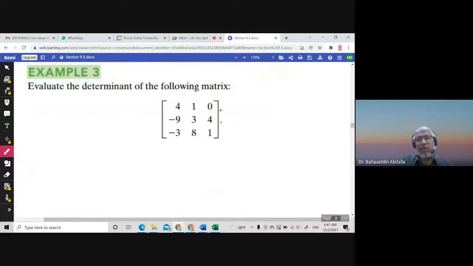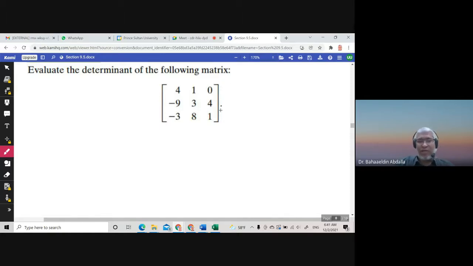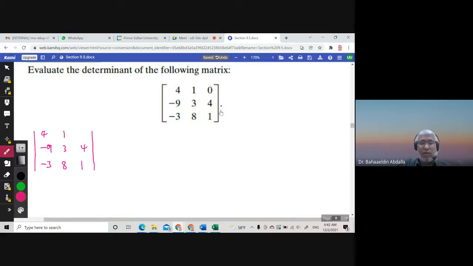And let me use this method here. Evaluate the determinant of the following matrix. This is a matrix. So the determinant would be, I write the determinant using the symbol of the determinant. Okay, now how to evaluate this determinant? I choose a row or a column to expand using this row or column. Well, I have a 0 here. So I like to choose the third column or the first row. So let me choose the first row.